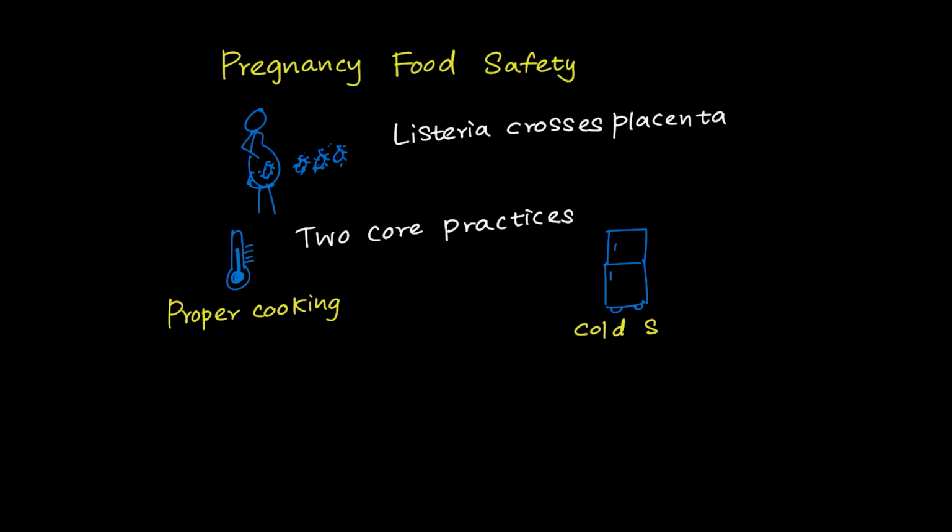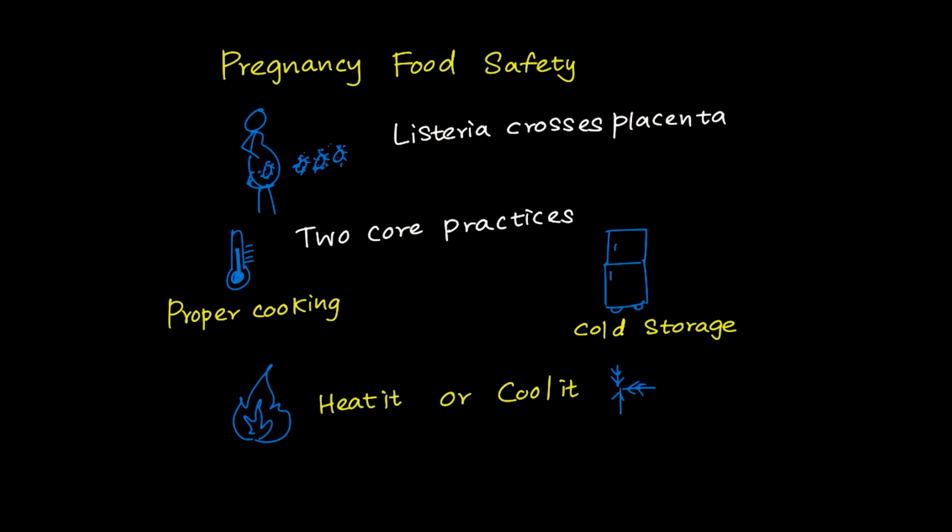Proper cooking means heating meat, poultry, eggs, and fish to safe internal temperatures that kill pathogens. Cold storage means refrigerating leftovers within 2 hours, keeping the refrigerator at 40 degrees Fahrenheit or below, and not leaving perishable food at room temperature.